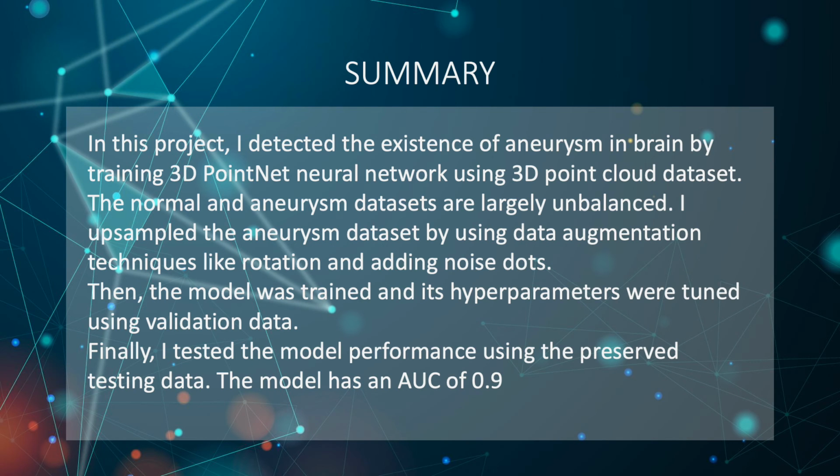To summarize, in this project, I detected the existence of aneurysm in the brain by training a 3D PointNet neural network using a 3D point cloud dataset. The normal vessel and aneurysm datasets were largely unbalanced, so I upsampled the aneurysm dataset by using data augmentation techniques like rotation and adding noisy dots. Then the model was trained and its hyperparameters were tuned using the validation dataset. Finally, I tested the model performance using the preserved testing dataset. The model has an AUC of 0.9.